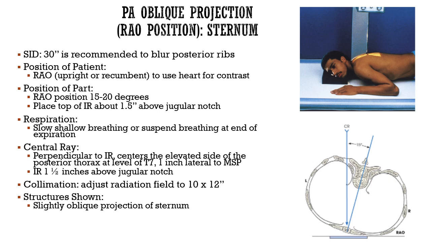And the top of the image receptor should be 1.5 inches above the level of the jugular notch. Collimation, we want to adjust the field to 10 by 12, and we should see a slightly oblique projection of the sternum.